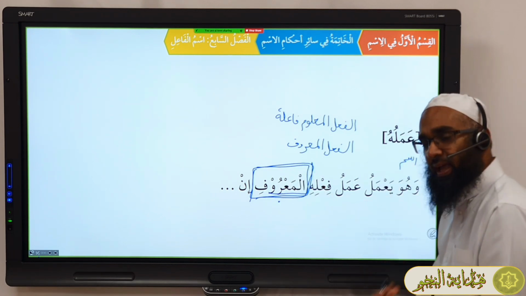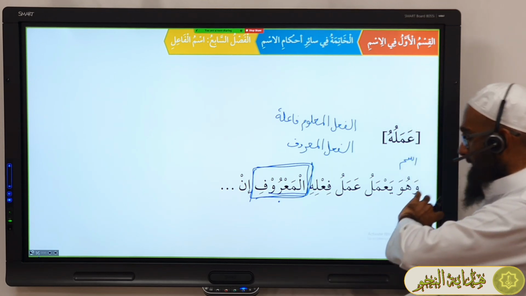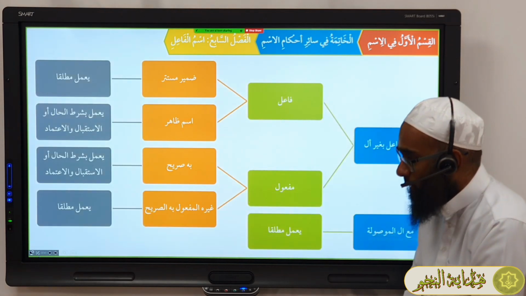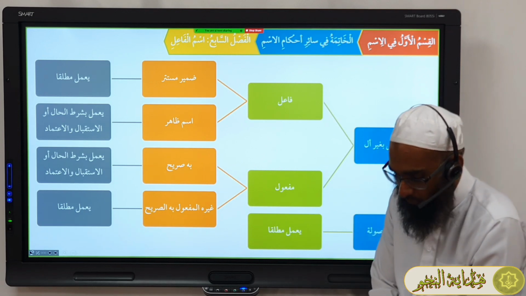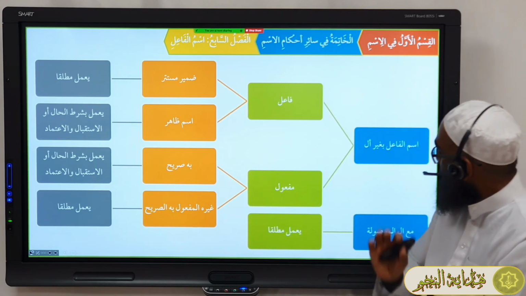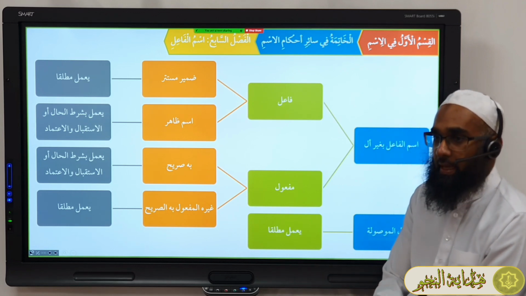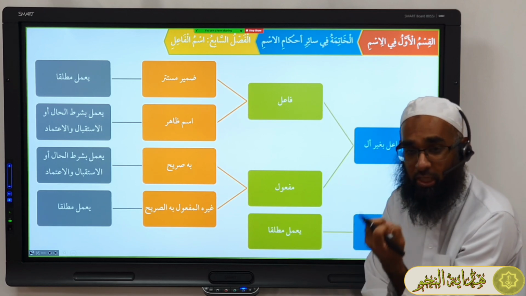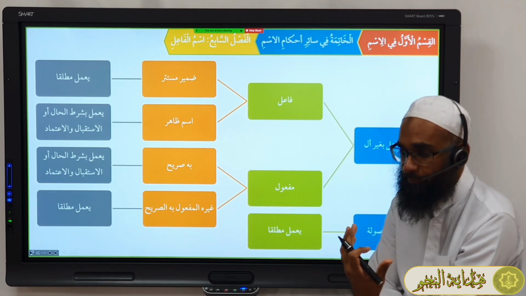So, because the ismul fa'il is made from the fi'l ma'loom, it governs the same way as the fi'l ma'loom. Now, this needs a bit of explanation here. When you have an ismul fa'il, okay, there are certain ways it can govern. Only certain conditions, certain scenarios, certain situations in which this noun can govern.